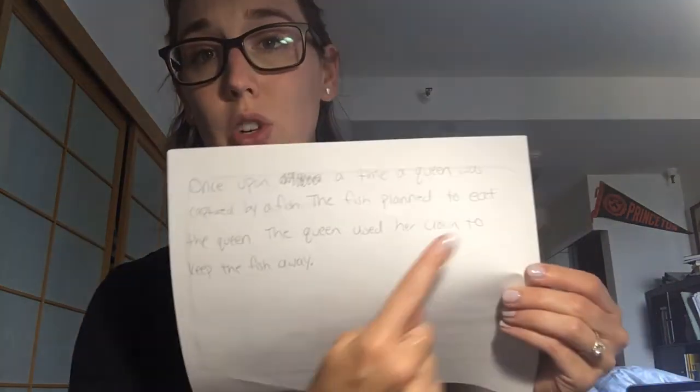The queen used her crown to keep the fish away. Well, what does that mean? Is it a magic crown? Is it because the crown is pointy? Is it because she used the crown like a cage to trap the fish? I can go on, and I really hope that you go on and on.